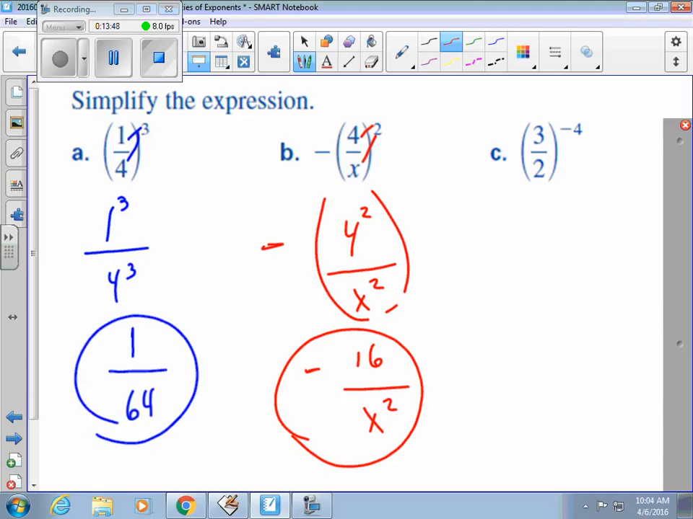And then what about 3 over 2 to the negative fourth? Take about 25 seconds on that one.